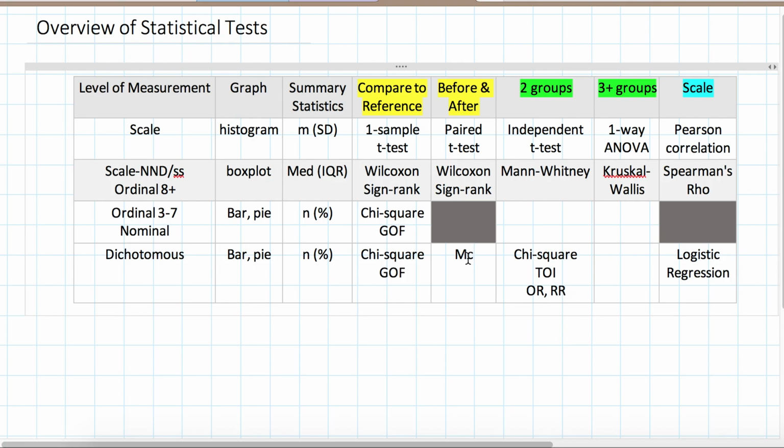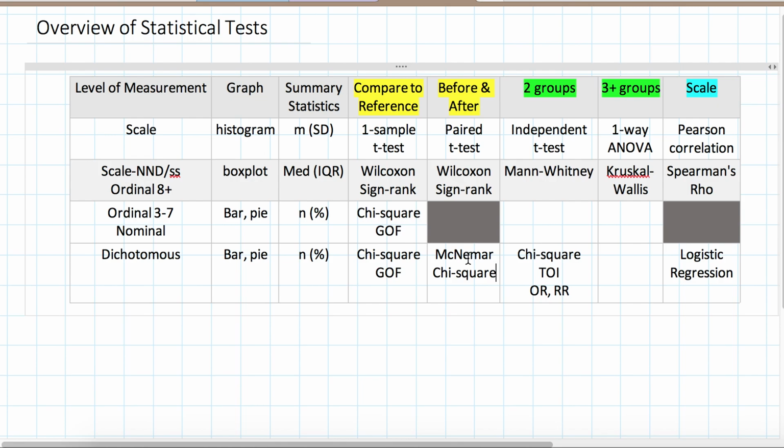It's called McNamara chi-square. So the McNamara chi-square is in this special situation where we have a before and after. Goodness of fit just tells us how well our particular percentages fit what we were comparing to a reference. The McNamara chi-square allows us to pair that. Like the paired t-test pairs the before and after, the McNamara chi-square can pair before and after, or it can be used in other ways.